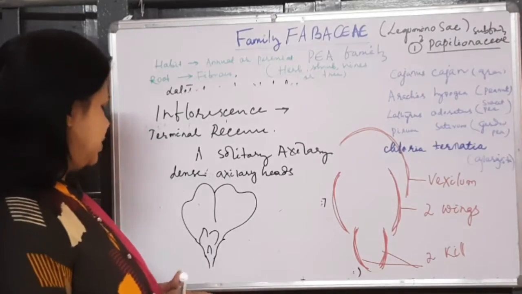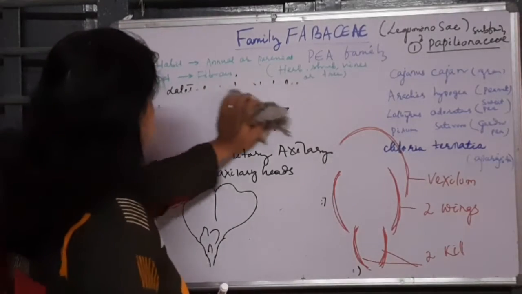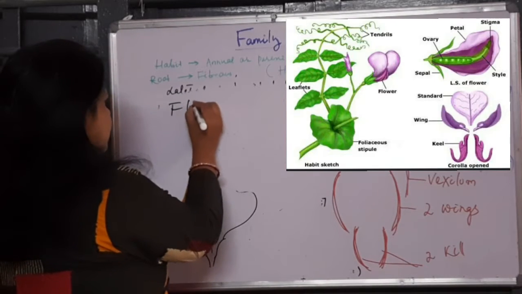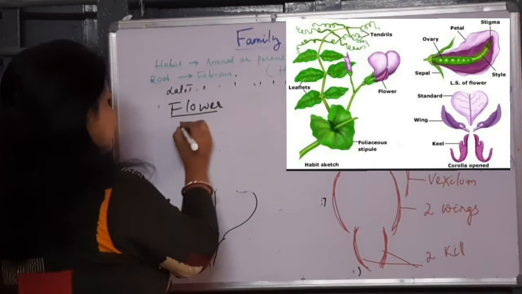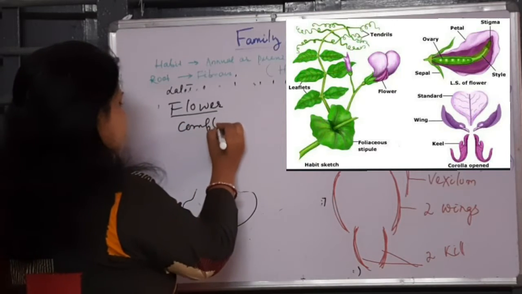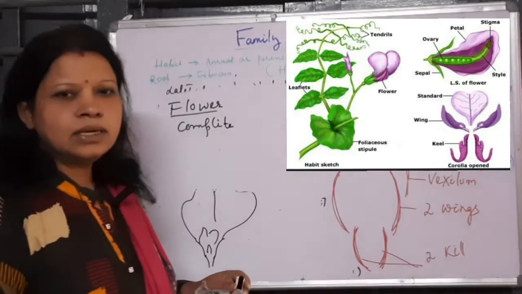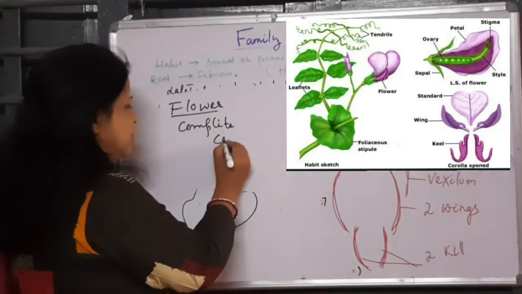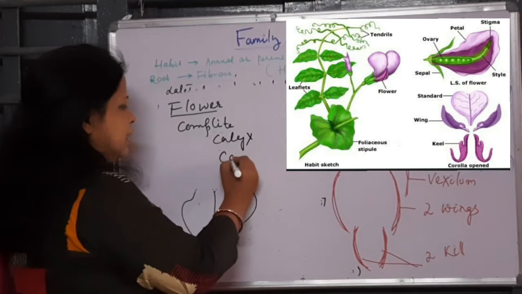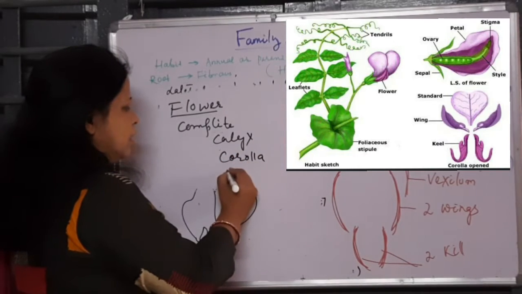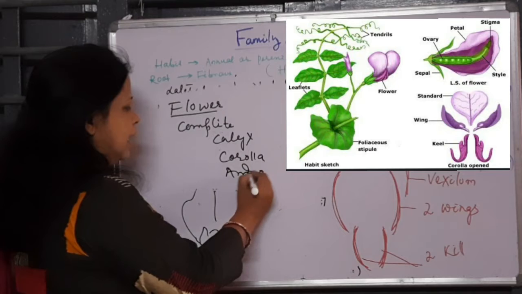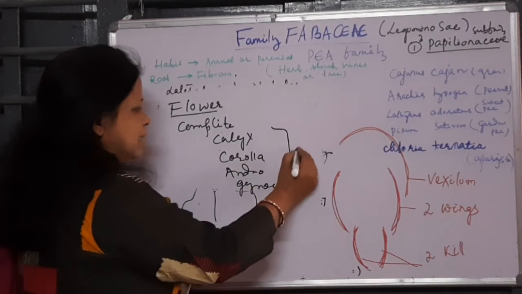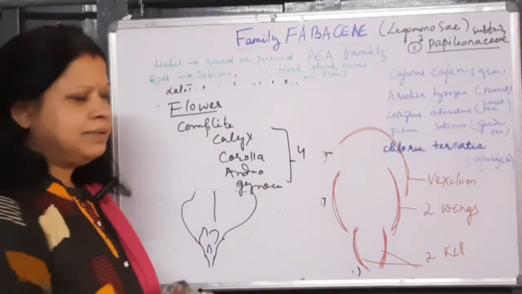Next comes to flower. Flower is a complete flower. Complete means all the four whorls are present: calyx, corolla, androecium, and gynoecium. If all these four whorls are present, then it is a complete flower.